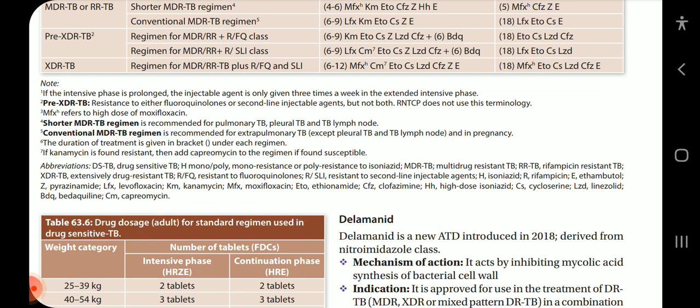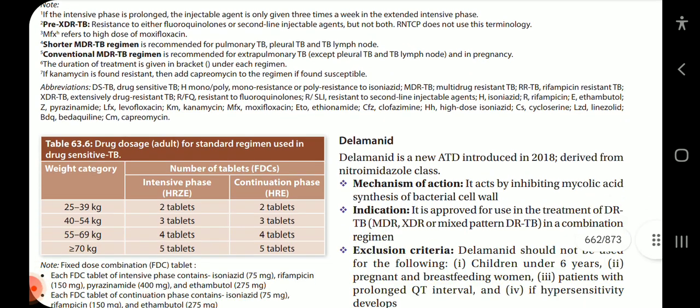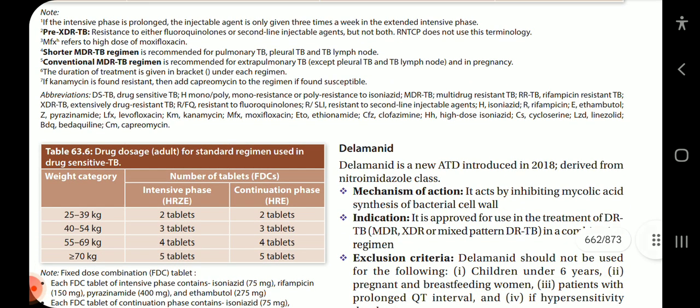Shorter MDR-TB regime is recommended for pulmonary TB, pleural TB, and TB lymph node. Conventional MDR-TB is recommended for extrapulmonary TB, extrapleural TB, and TB lymph node, and in pregnancy. The duration of treatment is given, of course. If kanamycin is found resistant, then add capreomycin if the regime is found susceptible. DSTB stands for drug sensitive TB.